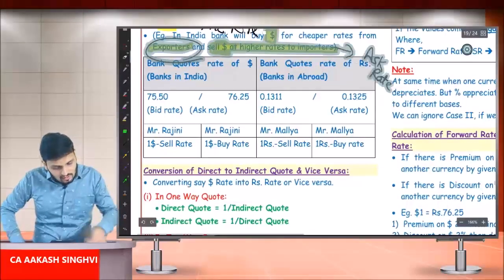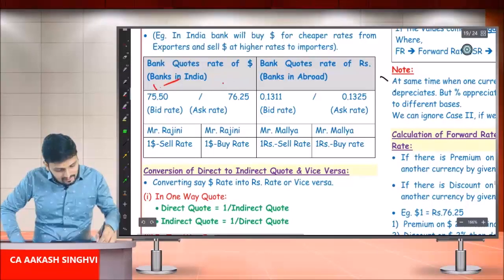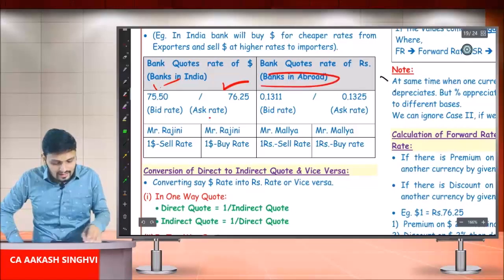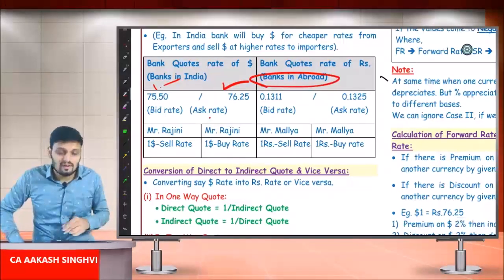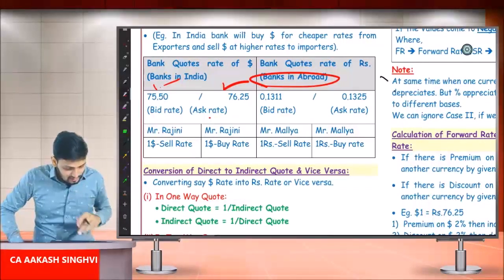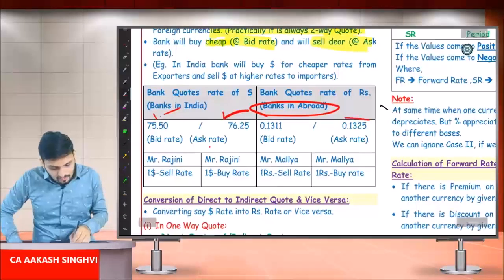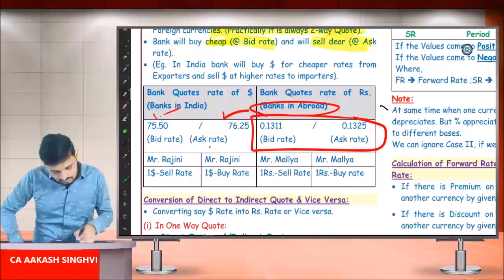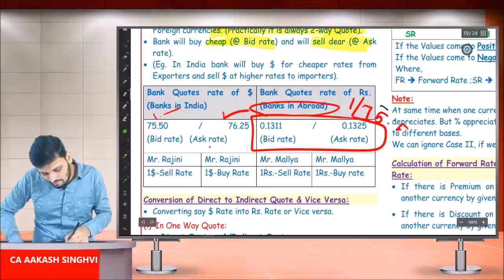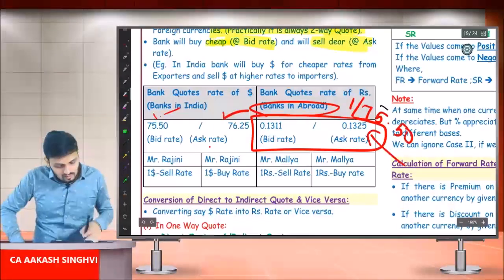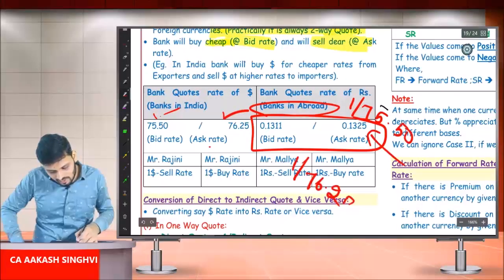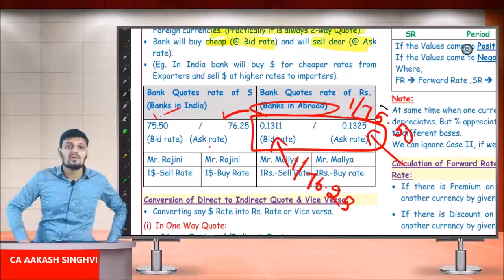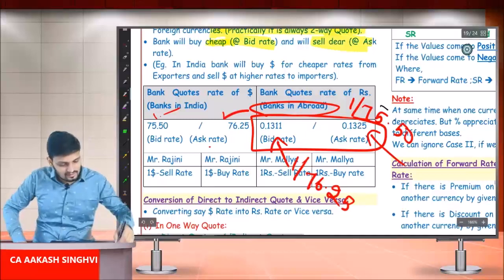The bank quotes the rate of the dollar as 75.5, 76.25. This is the bid rate, this is the ask rate. And the bank abroad quotes the rate of the rupee as 0.1311, 0.1325. Now, how did I compute this rate? 1 divided by 75.50 will give you this rate, and 1 divided by 76.25 will give you this rate. You can just check in your calculator fast. Do it guys, don't be lazy.